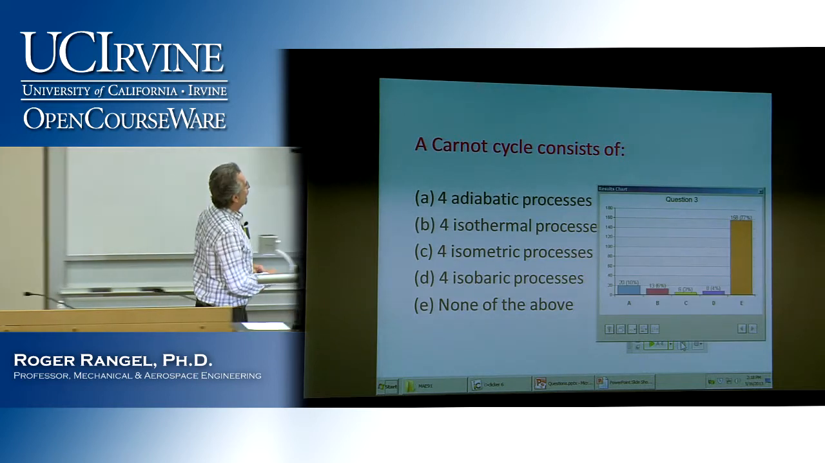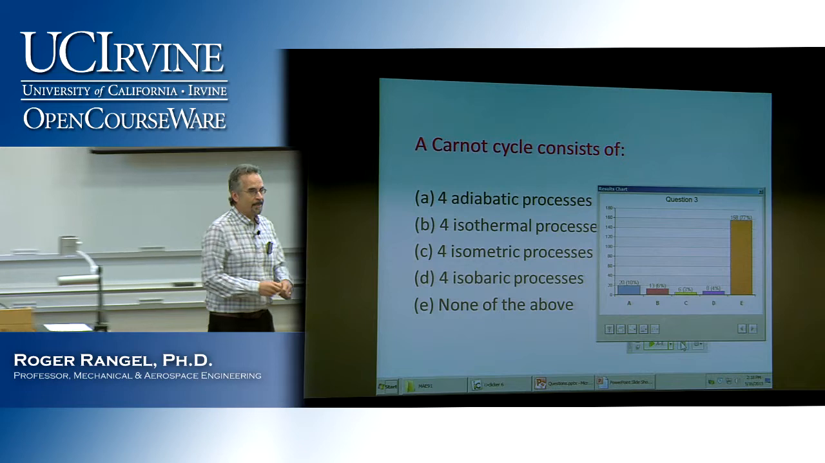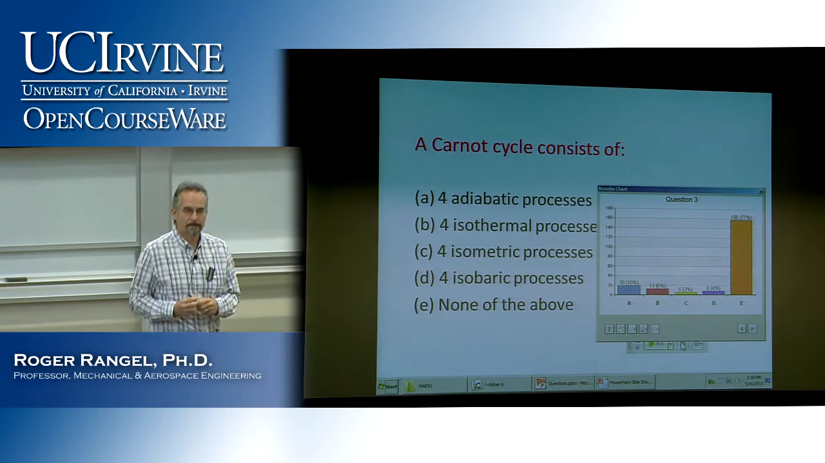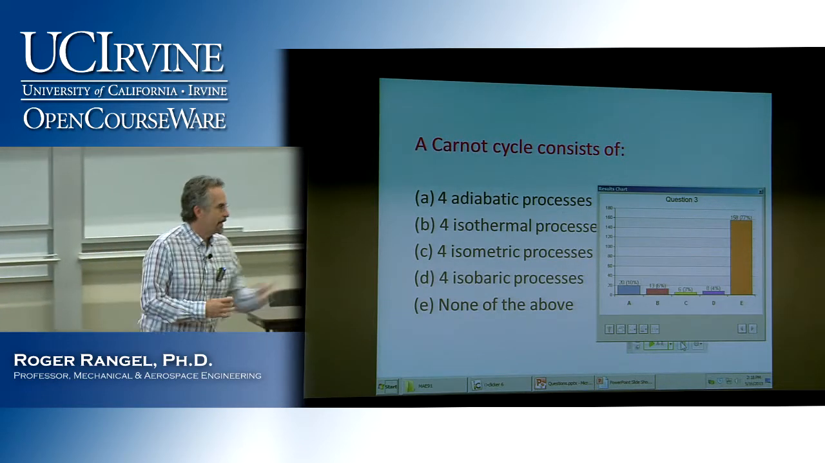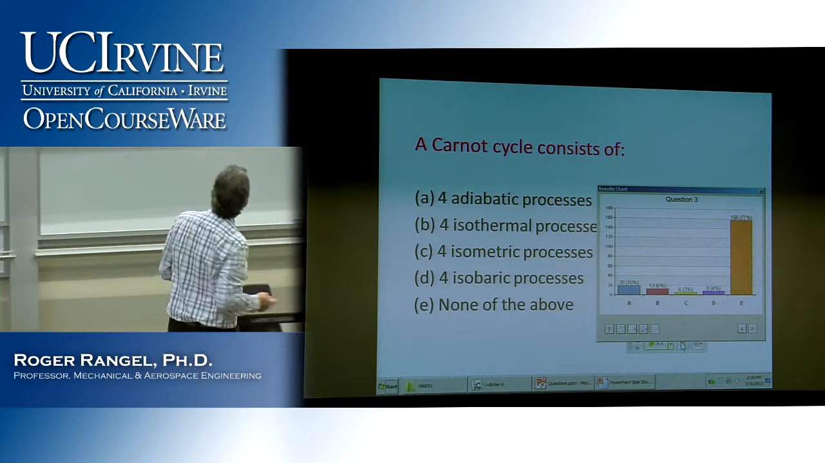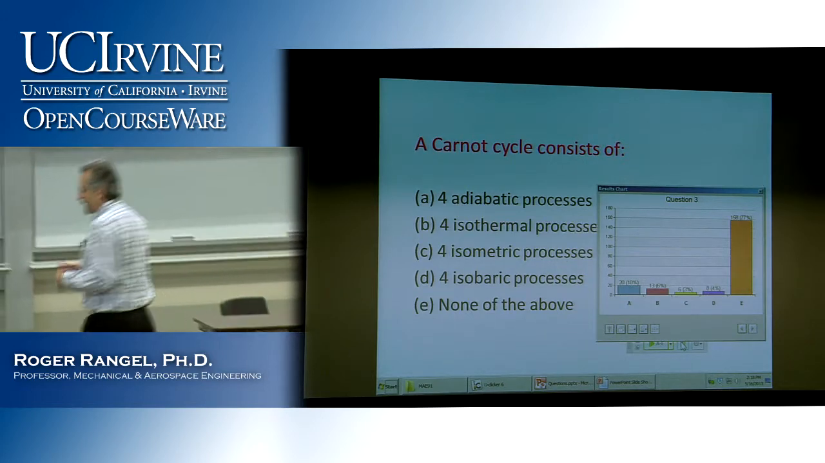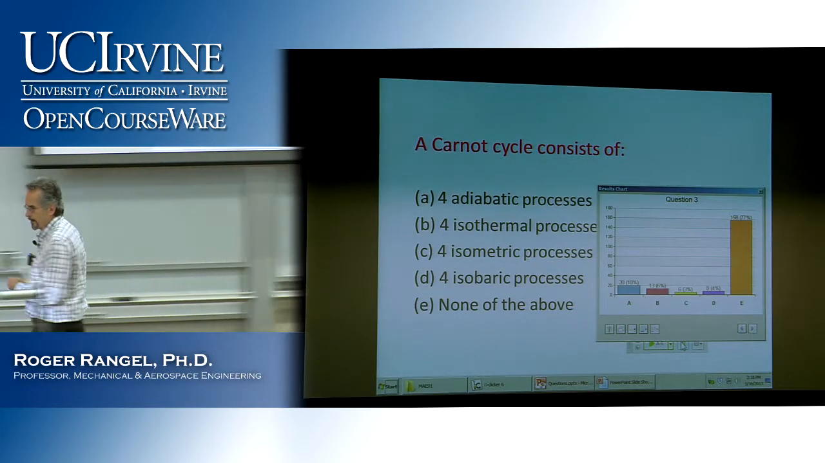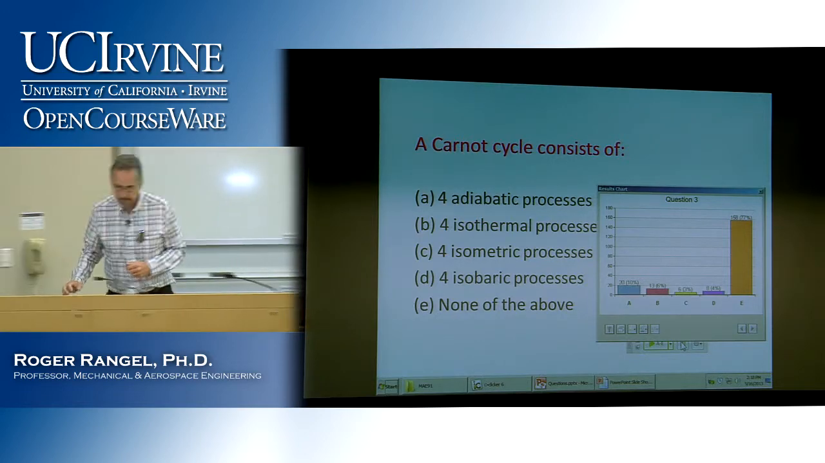That is correct. Again, none of the above. What is a Carnot cycle? Two adiabatic and two isothermal. So it's two of each. Two adiabatic, two isothermal.